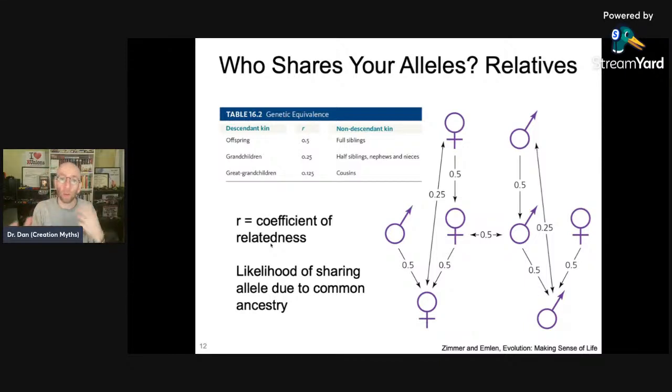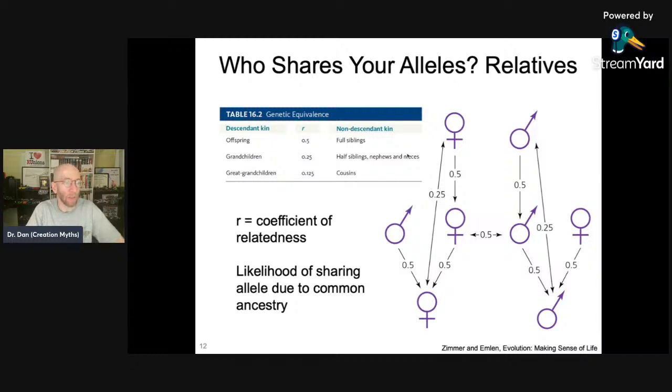We can look at different relationships and see that there are different coefficients of relatedness. For offspring, the coefficient of relatedness is 0.5. For siblings, it's 0.5. For grandchildren, it's 0.25 because it's two steps. In the figure, it's 0.5 from grandparent to parent, and then 0.5 from parent to offspring. You multiply those two steps together, 0.5 times 0.5, to get a coefficient of relatedness between grandchildren and grandparents of 0.25, which is this long arrow right here.